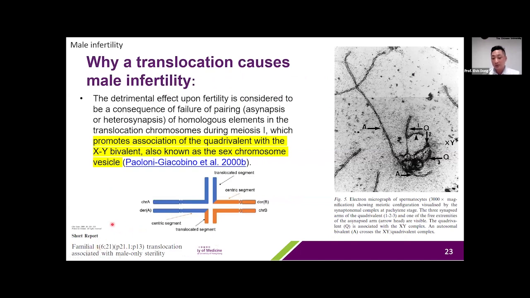In the early 2000s, some researchers started to look at the meiotic cell during meiosis. Because a balanced translocation involving two chromosomes might form a quadrivalent between the two autosomal chromosomes, and because males have an X and Y bivalent, this quadrivalent and the bivalent might form a complex, which leads to difficulty in cell division. So they used this concept to explain the reason for male infertility.